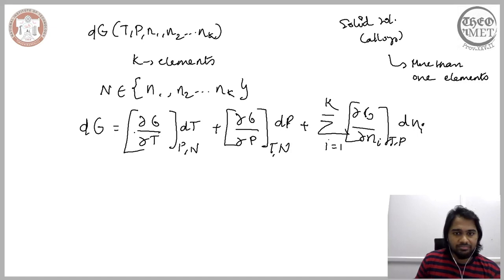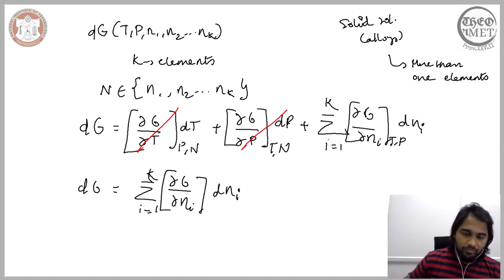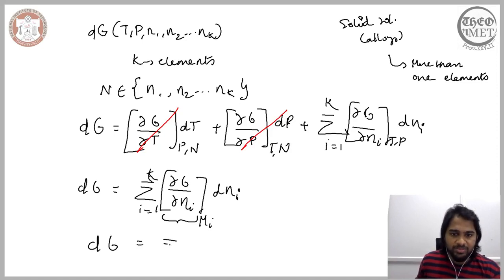Now assuming that the temperature and pressure are constant, these two terms get cancelled out. The overall change in the Gibbs free energy is now dependent on the change in the Gibbs free energy with respect to the individual components alone. We have already seen that the change in the Gibbs free energy with respect to its individual components, we refer to as the chemical potential mu i. Correspondingly, the change in the Gibbs free energy is expressed in this manner.